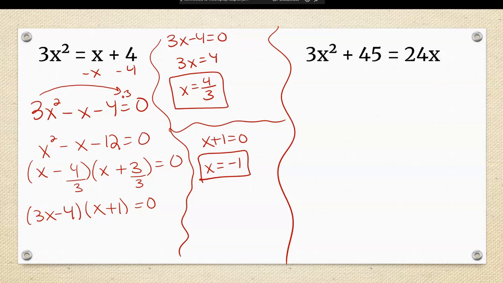Okay, the next one. 3x squared plus 45 equals 24x. Are we equal to 0? No, we are not equal to 0. So what are we going to move? And how am I going to move it? Subtracting it. Good. Where do I put it on the other side? In the middle. 3x squared minus 24x plus 45 equals 0 is called standard form.